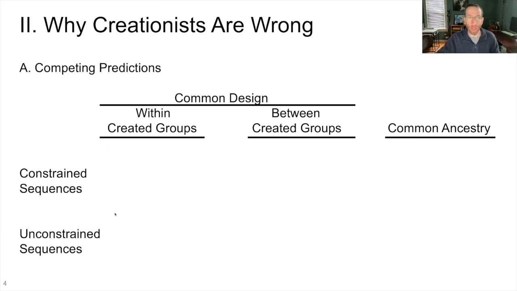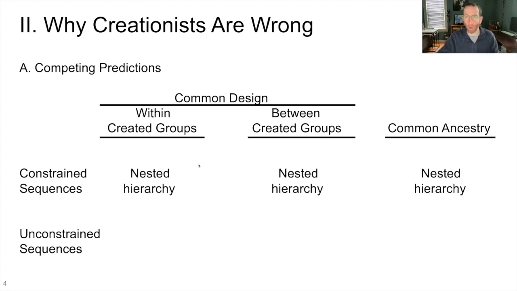Now, in terms of constrained sequences, it's easy. These are sequences that have some functional constraint, so across the board we expect nested hierarchies. For common ancestry, of course, we expect that because they share a common ancestor. For common design, whether within or between created groups, we expect nested hierarchies because they share a common designer. So even between different groups, if you're making eyes, you're using opsins, and we expect the opsins to recover a nested hierarchy. But way more interesting are the unconstrained sequences.